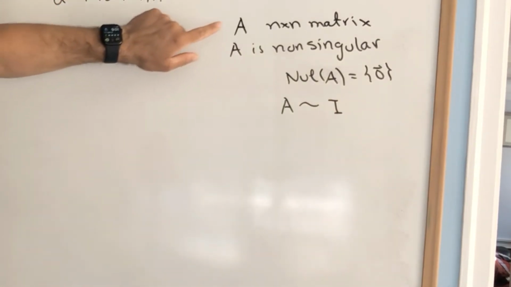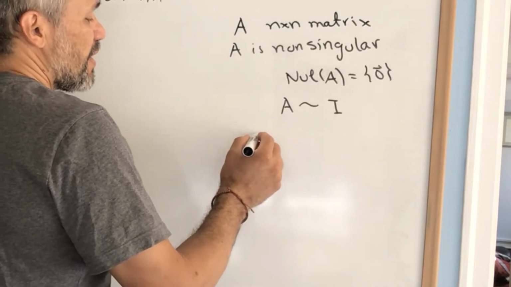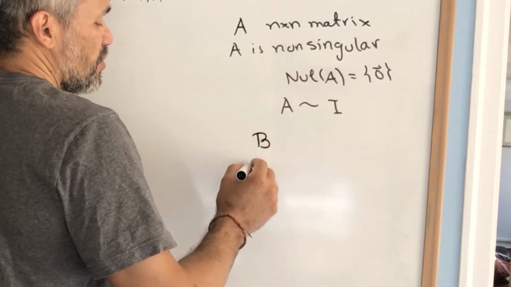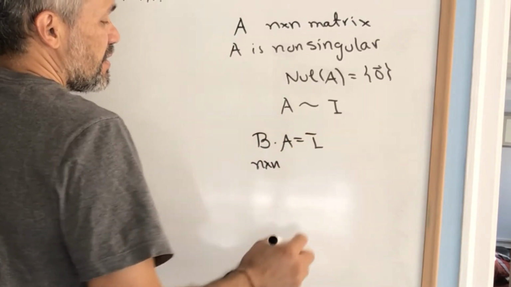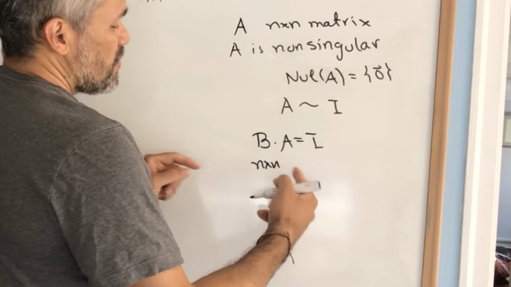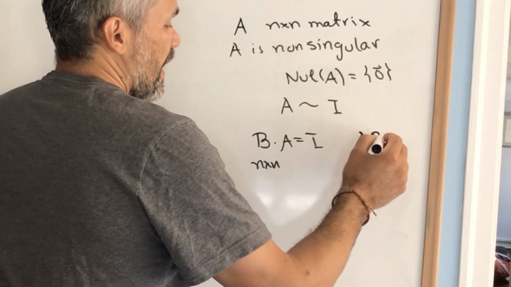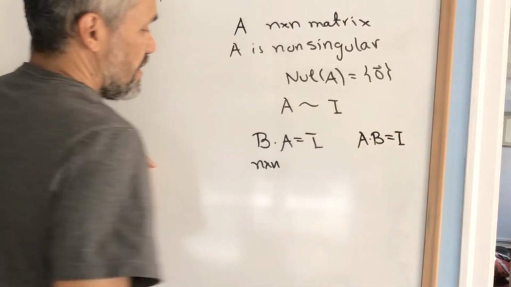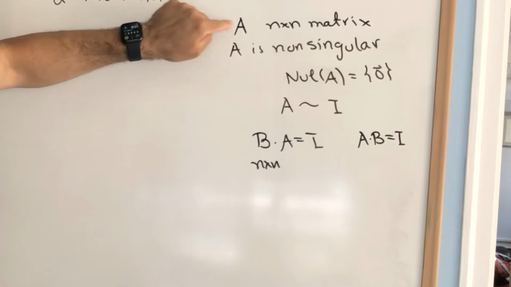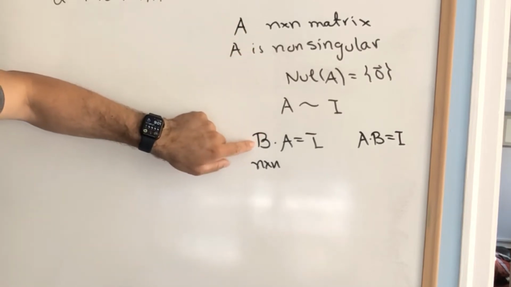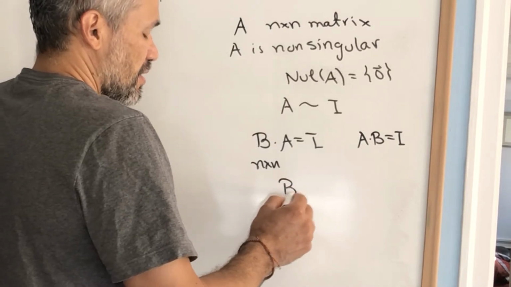Then for a matrix that is non-singular, we can show that there is a matrix B, also n by n, such that B times A is the identity matrix. And also, once we have this relation, then we also have that A times B is the identity matrix. Then, given a matrix A, which is non-singular, we're going to find this matrix B that is called the inverse.